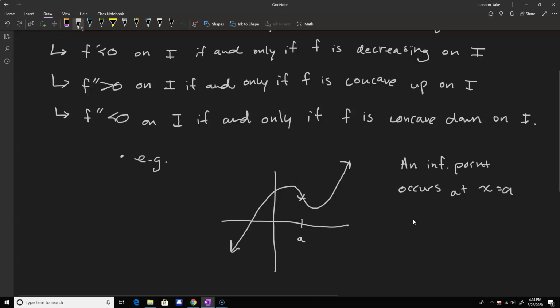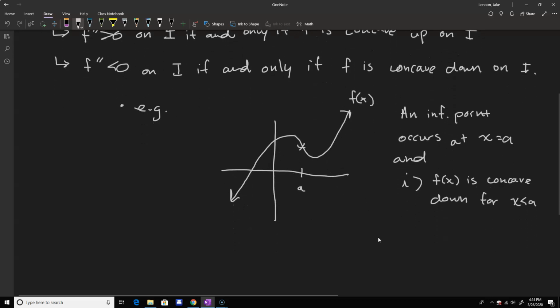At x equals A, let's give this function a name, let's call it f of x. So f of x is concave down for x values less than A, so that's the interval to the left of that x, where we have a downward U shape. And in the second case, we would say f of x is concave up for x greater than A.